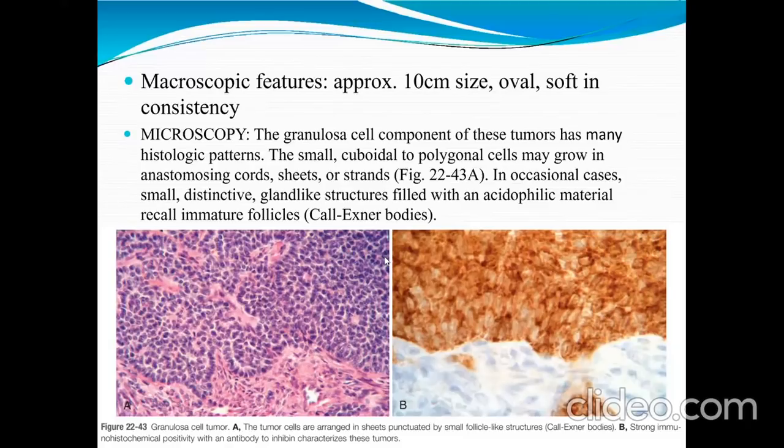The microscopic features say that the granulosa cell component of these tumors can show many histologic patterns. Small cuboidal to polygonal cells can grow in anastomosing cords, sheets, or strands, as we can see in this picture that once again has been lifted directly from your Robbins. In the first part of the photo, we can see the tumor cells arranged in sheets punctuated by small follicle-like structures, which are also known as Call-Exner bodies. The second photo is showing immunohistochemical stain with strong positivity with an antibody to inhibin.